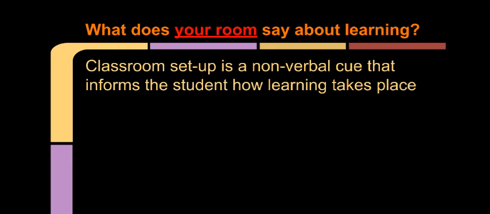If you are someone who likes to hide in the back, and you enter a classroom that has the typical 3 rows by 5 rows, that becomes very easy to do. Whereas if you walked into a classroom that was set up into tables, you can't really hide when you're in small groups. So take that into consideration. What does your classroom say about the type of learning that takes place?